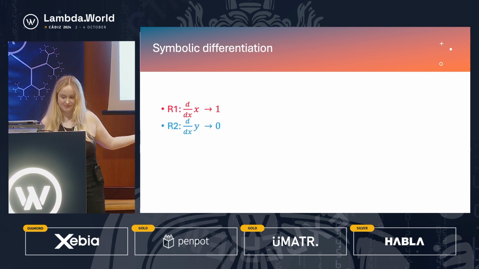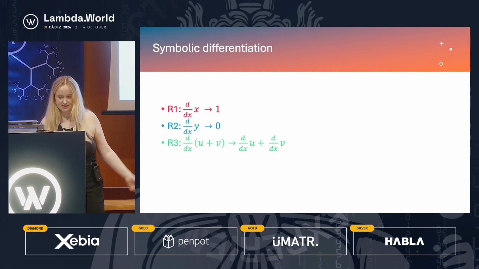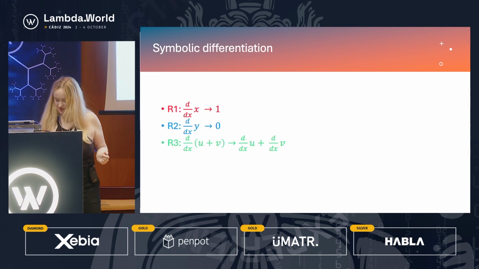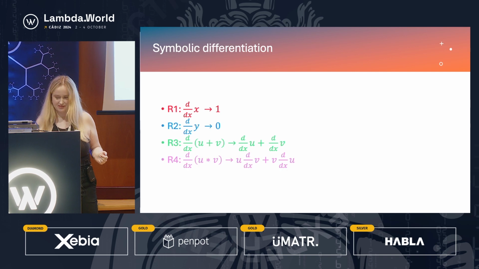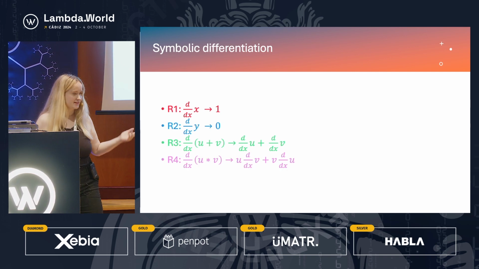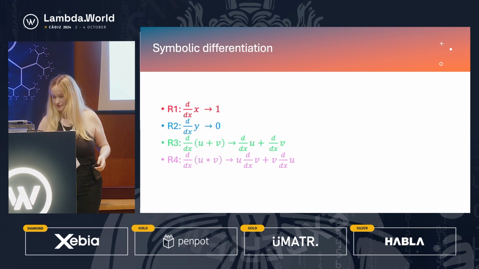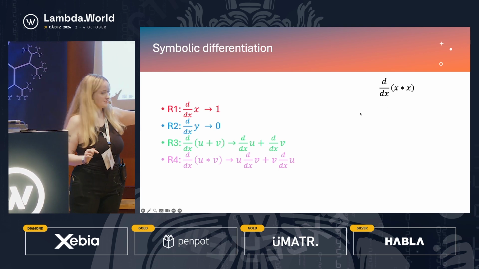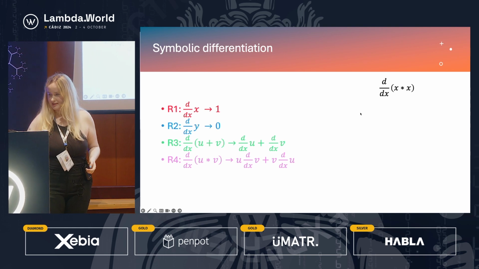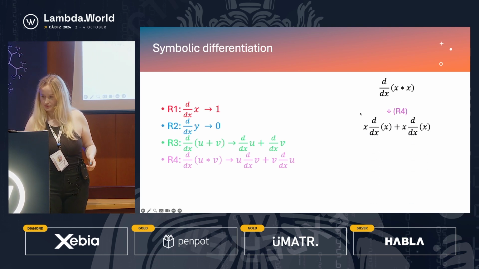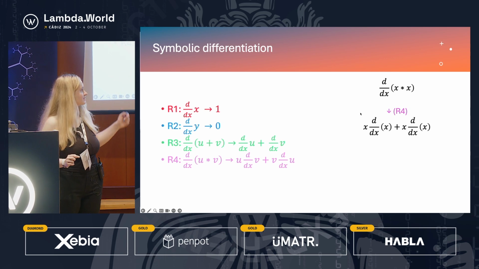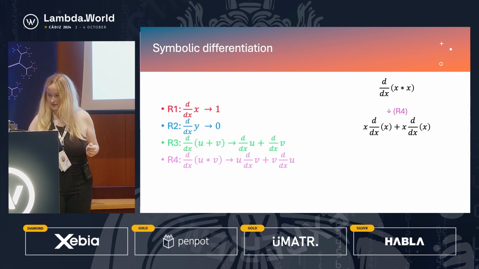And then y with respect to x, we're going to get 0. And then we have the addition rule and the multiplication rule. So let's try applying these set of rules to the x squared example. So we'll start off with x times x, so this is x squared. And then we are going to apply rule 4, which is the multiplication rule, because we have x times x, and then we end up with this output.